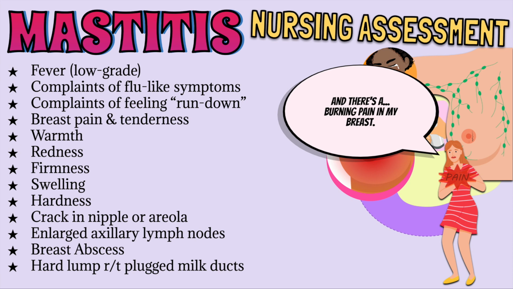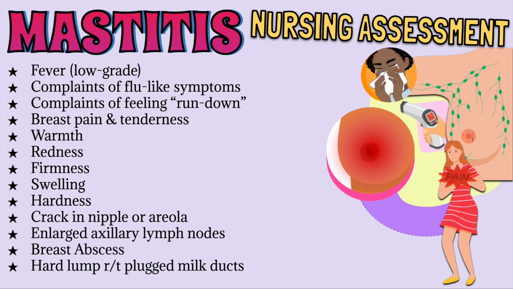The breast may be warm to the touch. The area of inflammation may be firm, swollen, or hard. The nurse may see cracks in the nipple or areola. Axillary lymph nodes may be enlarged. A breast abscess may be present if the mastitis hasn't been treated in a timely manner. Also, a hard lump may develop if the mastitis is caused by plugged milk ducts.